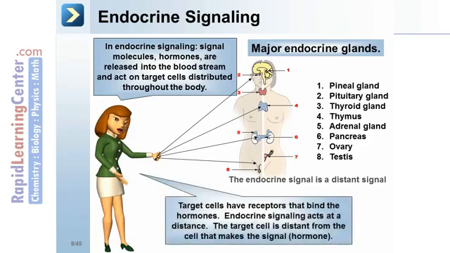Target cells have receptors that bind the hormones. Endocrine signaling acts at a distance. The target cell is distant from the cell that is making the signal, the hormone.